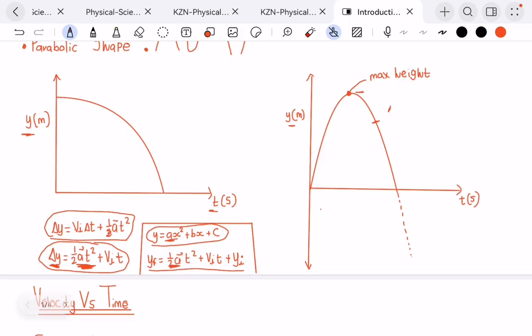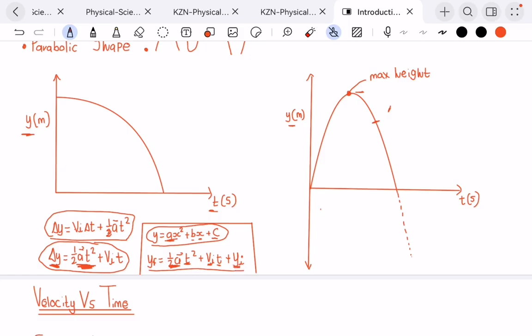Because a is always constant, it's always 9.8. And then you have t squared, which is the same as x squared. You have vi, which is the same as b. T is x, obviously, because even here it was x, right? And then c is y initial.